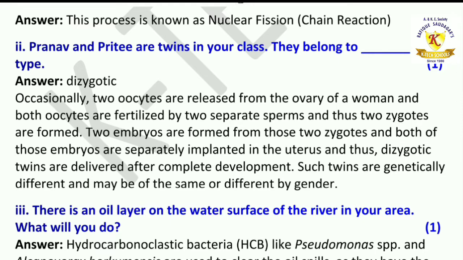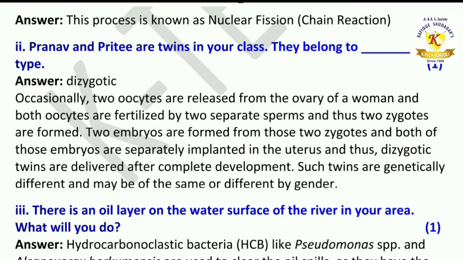Second, Pranav and Preeti are twins in your class. They belong to dash twins type. So the answer is dizygotic.